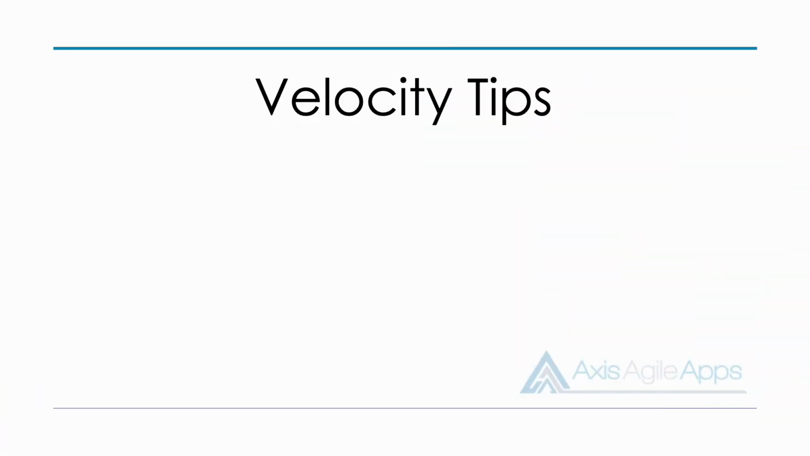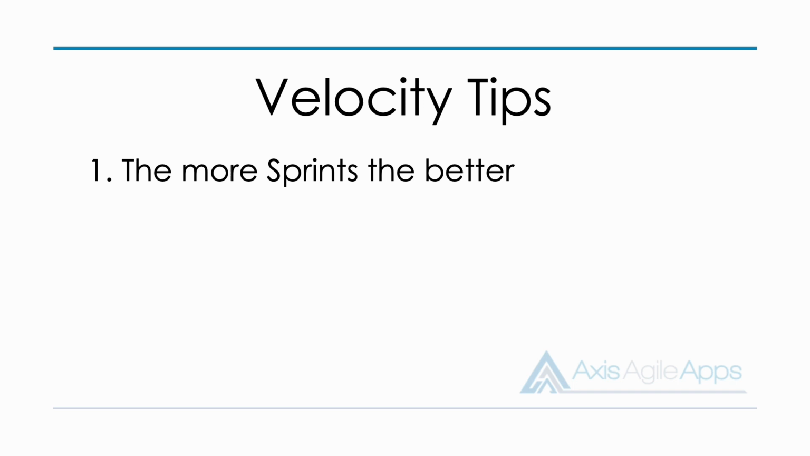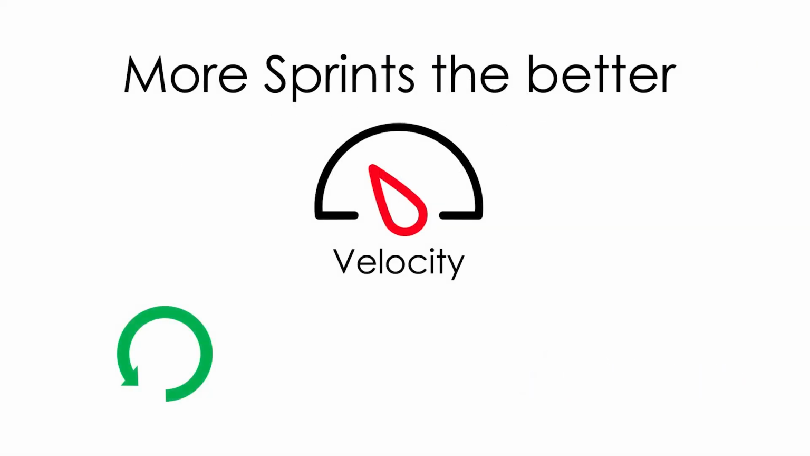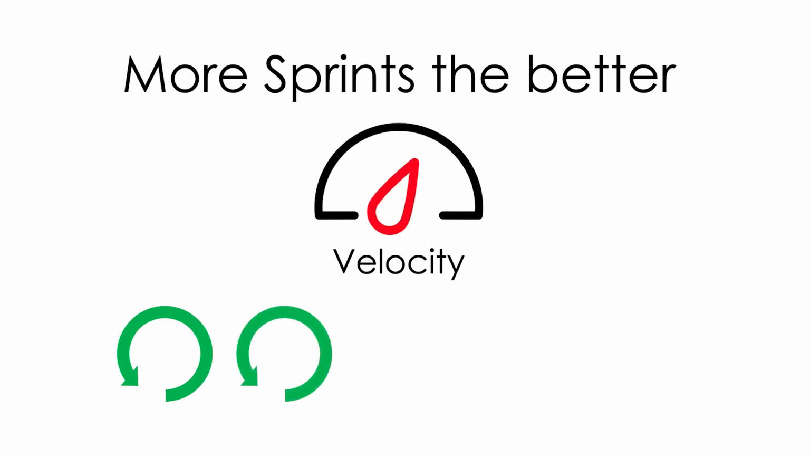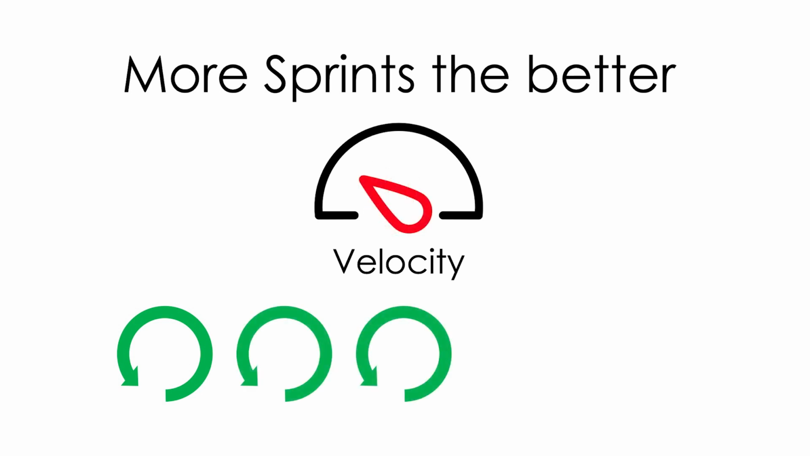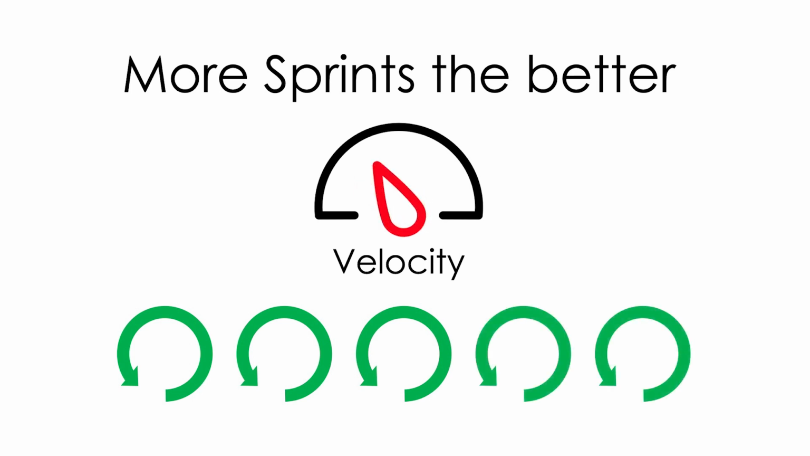My first tip is to remember the more sprints, the better. If you're working with a newly formed team, you're going to find that their velocity is going to fluctuate. It'll go up and down. But as they get more familiar with each other and what they're working on, you'll find that the velocity will fluctuate less. But you do need to give them a few sprints.